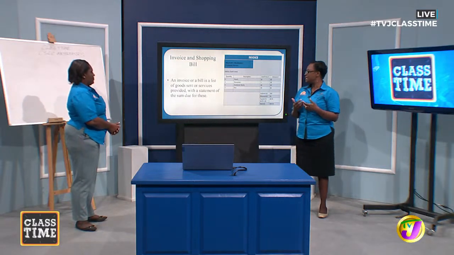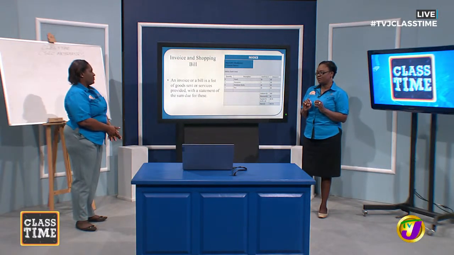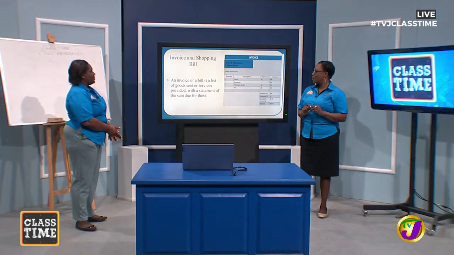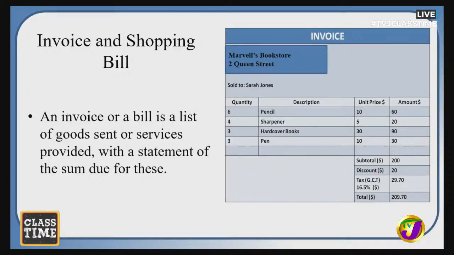An invoice or a bill is a list of goods sent or services provided with a statement of the sum due for these, right? For the items. For the items that are on the bill. Yes. Okay, not bad at all.